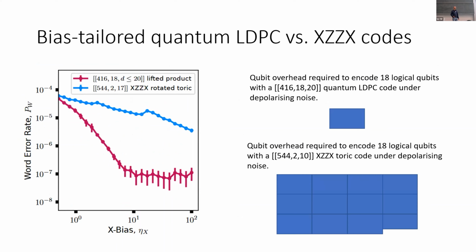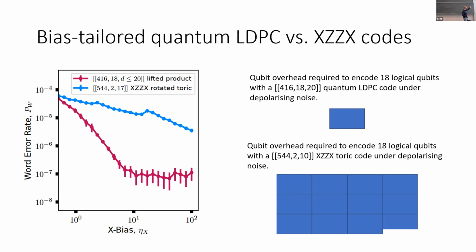Okay, so I alluded earlier to the fact that quantum LDPC codes might be more difficult to implement than topological codes. So why should we use them? To quantify this, we compared the bias-tailored quantum LDPC code that we constructed with a topological code, in this case the ZZX toric code, and put them on the same plot.